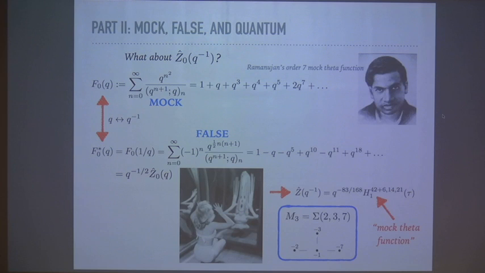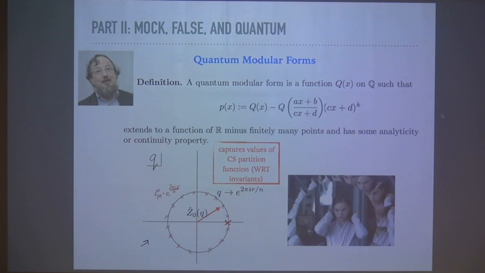So in the remaining time, I want to address the question of what happens when q approaches roots of unity. And I'd like to introduce one more object in number theory, which was first named by Don Zagier, which is what's called a quantum modular form. So a quantum modular form is very different than the kind of objects that have been discussed in all the talks this afternoon thus far. It's only defined on the rationals. It's not defined on an open set of C.